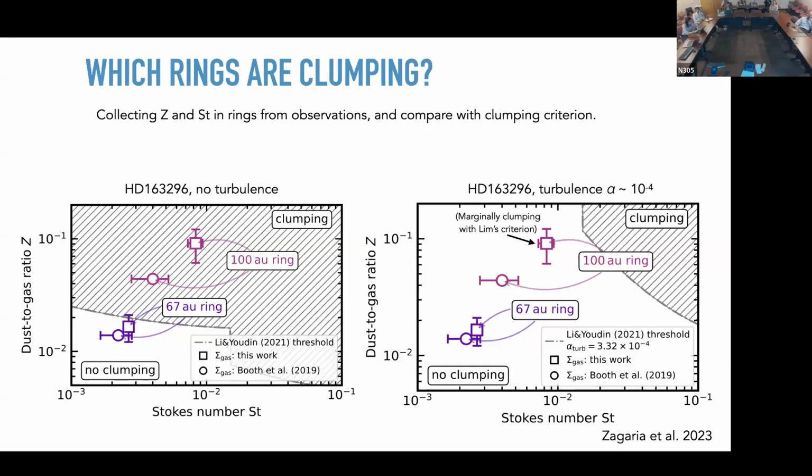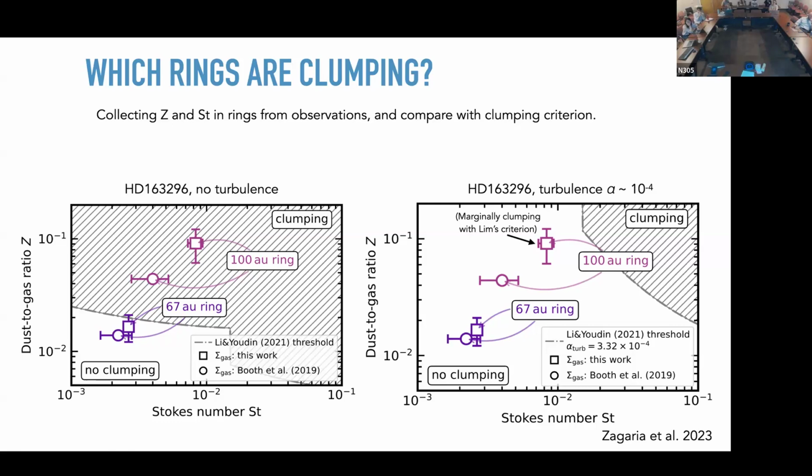Okay, and now that we have the clumping criterion for the rings, we now wonder which rings from ALMA are clumping. So we are currently trying to collect different Z and Stokes number from different observational results and put them in the map. But here is just to show you one example from previous work.